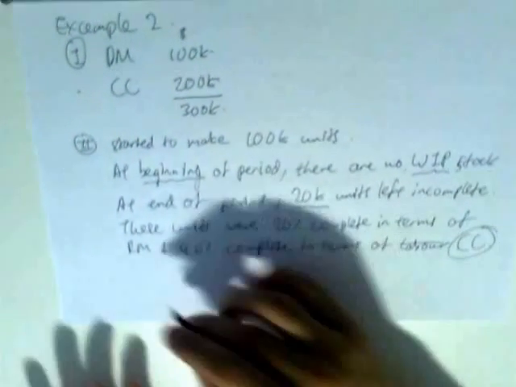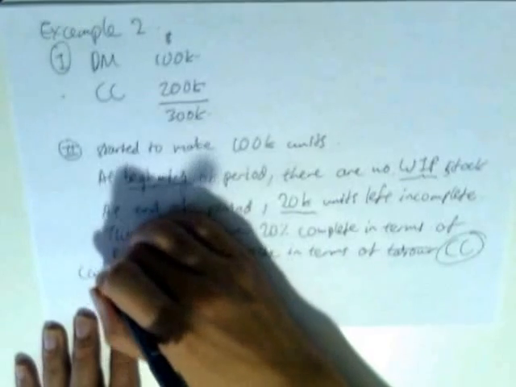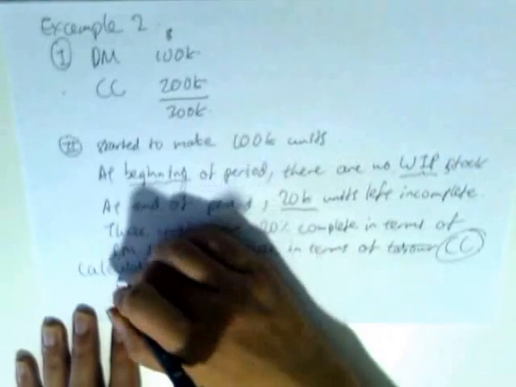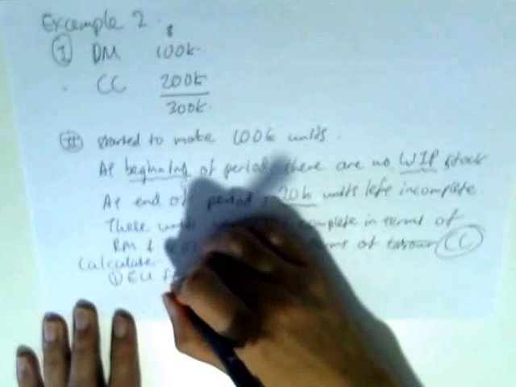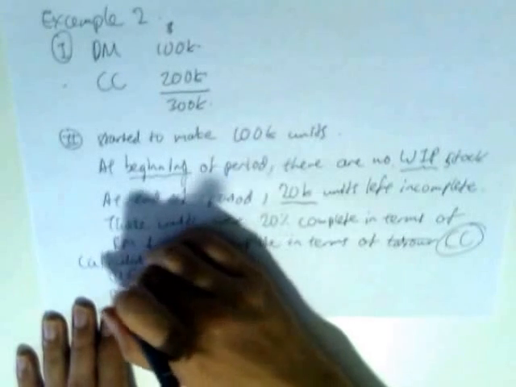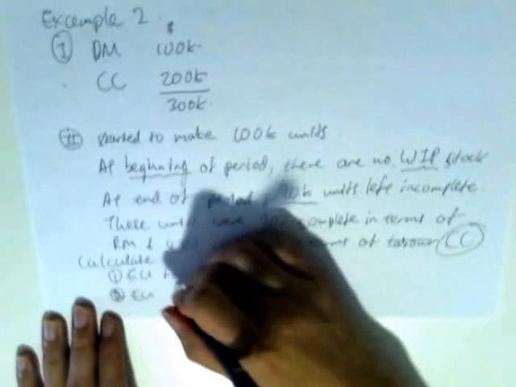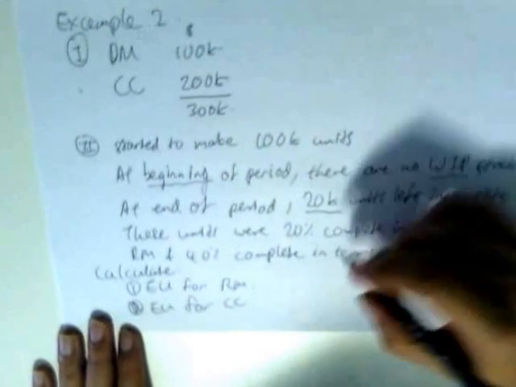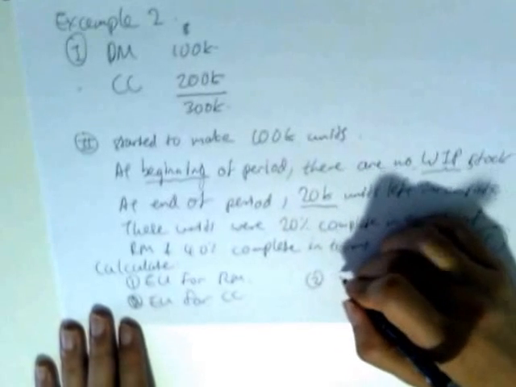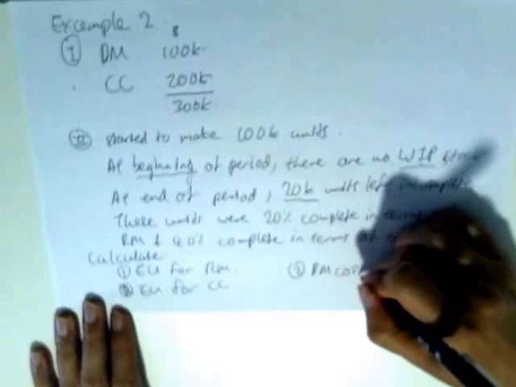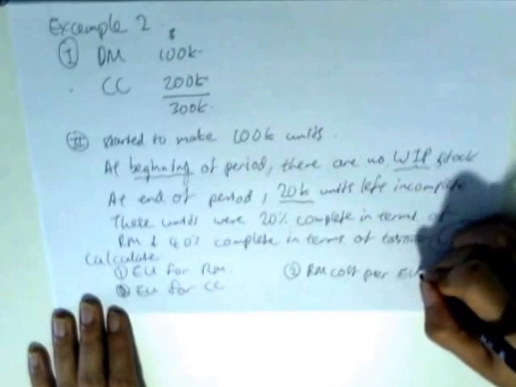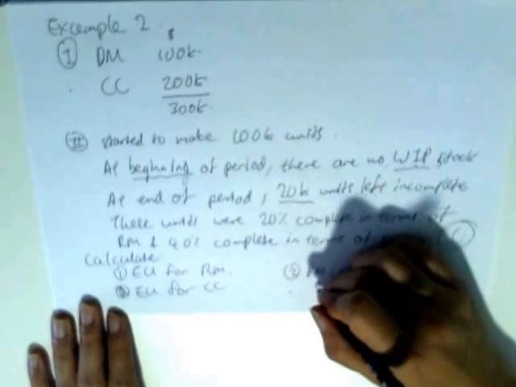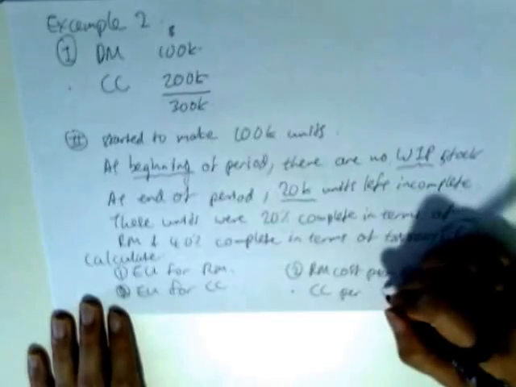Okay, so these are the given information, and like the earlier example, we are going to try to calculate equivalent units for raw material, and next we're going to try to calculate equivalent unit for conversion cost. Okay, so let's give it a try. Then of course once we are done, what we'll do is that we're going to find out the raw material cost per equivalent unit, and to finally finish with conversion cost per equivalent unit. Okay, so let's very quickly move to that.